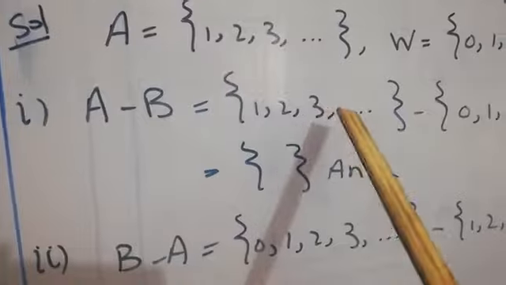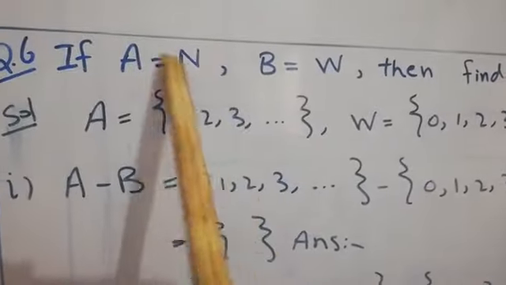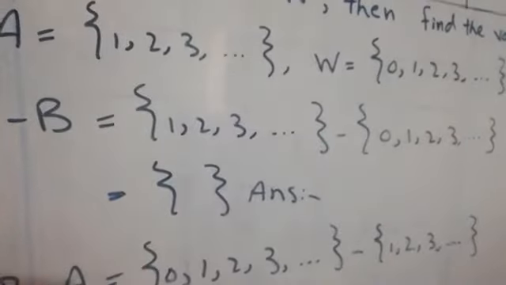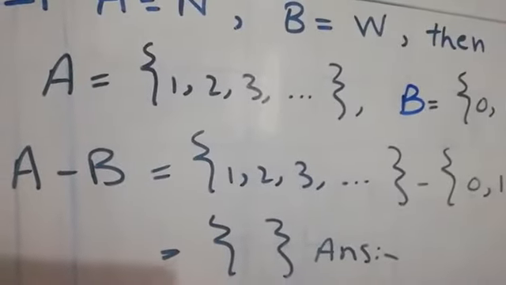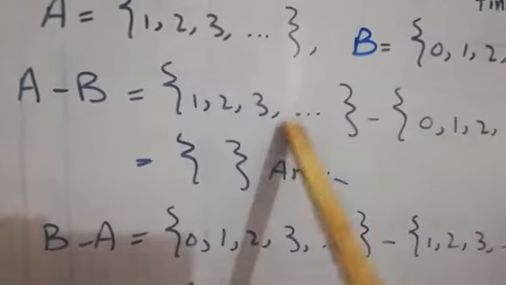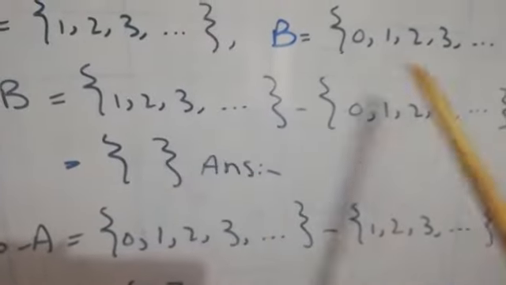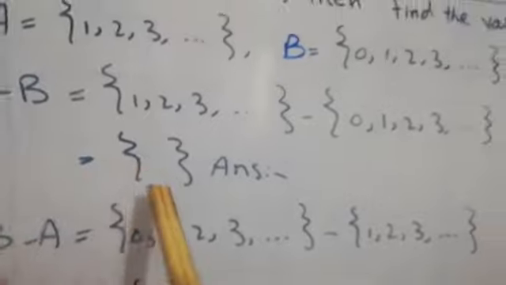A difference B means first of all write set A, difference set B. This is set A and this is set B. Here we will write set B instead of set W. And after that we will find A difference B, meaning the elements which are present in A but not in B. You can see that there is no element which is present here but not here. So we can say the answer is phi, or the null set.